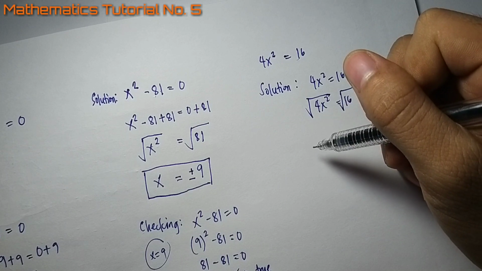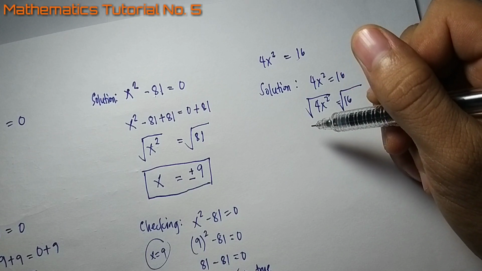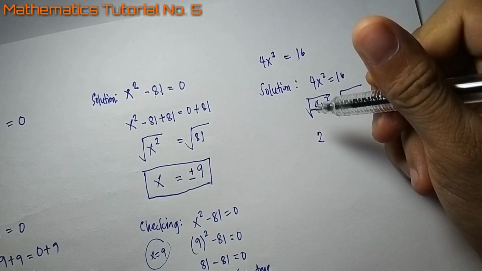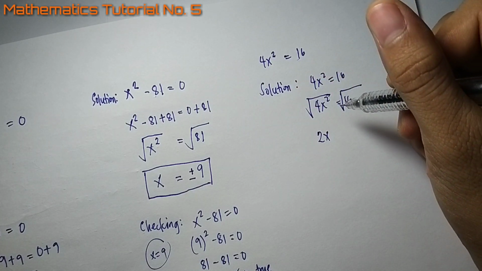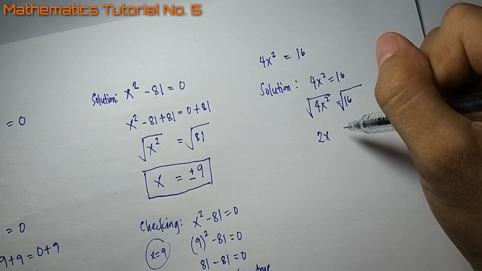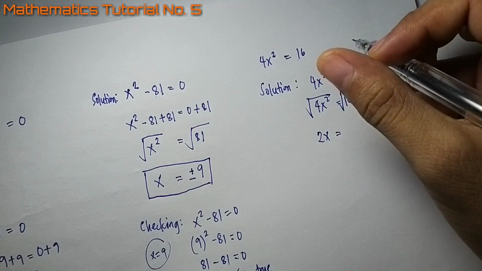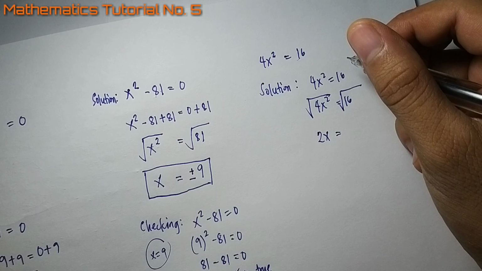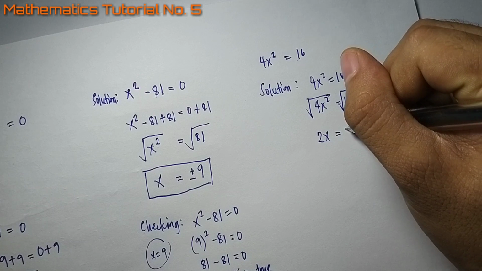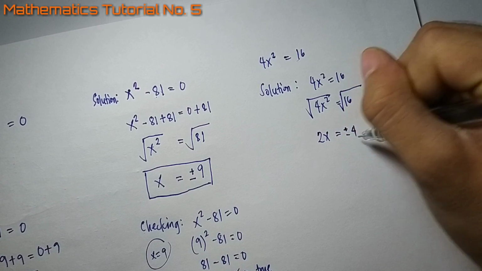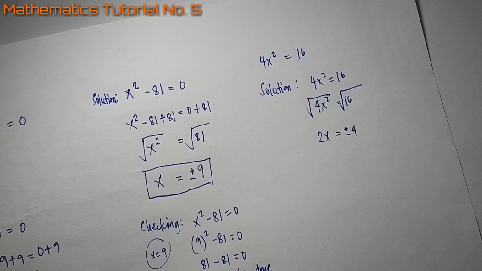Ang x squared raman diri, karon naa may 4. So una nato ang constant. Unsa square root sa 4? Di ba 2? Unya, square root sa x squared, x. Simple ra. Next, square root sa 16. Square root sa 16, that is, pwede positive 4, pwede og negative 4. Kay positive 4 times positive 4, that is positive 16. Negative 4 times negative 4, that is positive 16.